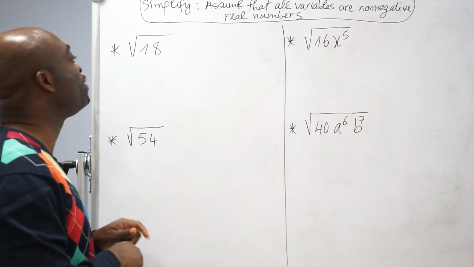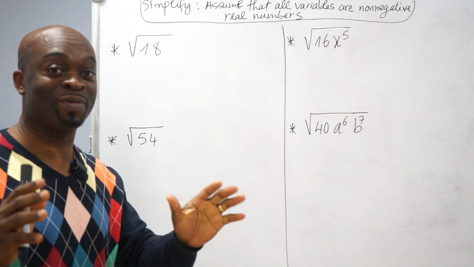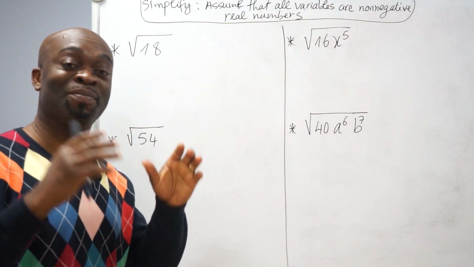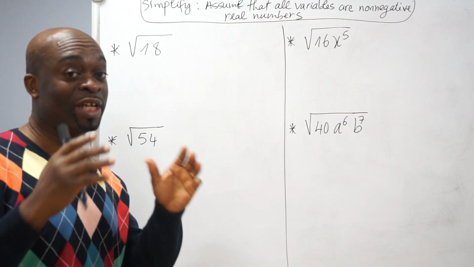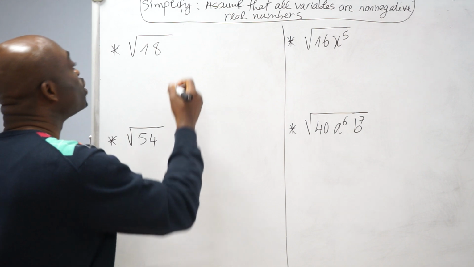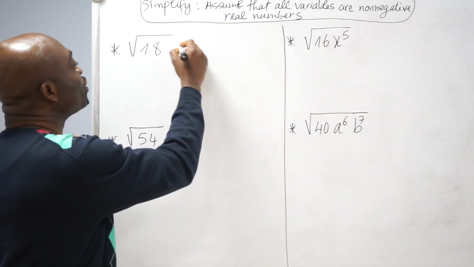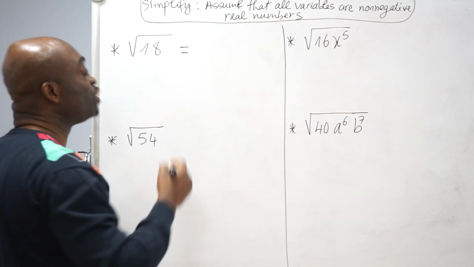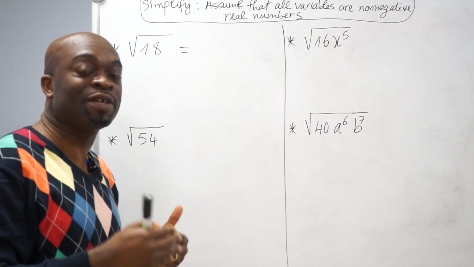So what can we find out? That's why your multiplication table comes into play. I said this in many of my videos, ladies and gentlemen: you get your multiplication tables done, you are on the roll. So let's go. This one can be broken down into 2 times 9, because 9 is a perfect square.